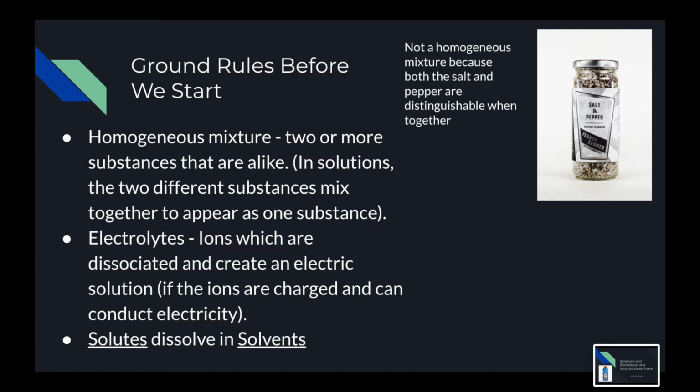So on the top right is an example of not a homogeneous mixture, because both the salt and the pepper are distinguishable when together. As you can see, the salt is very distinguishable when looking at the pepper. Even though they're mixed together, you can see the differences. The next thing is solutions.